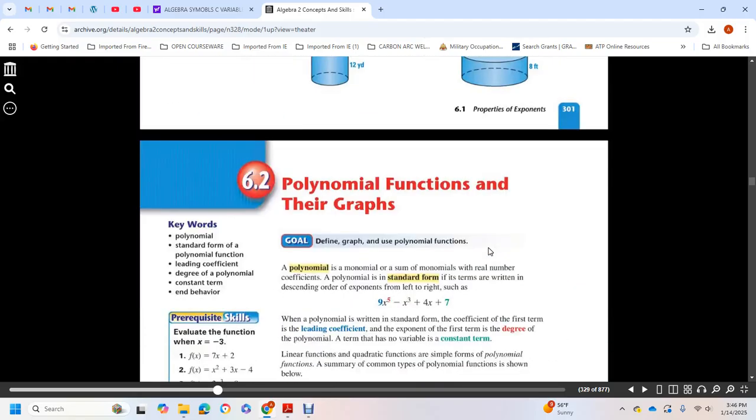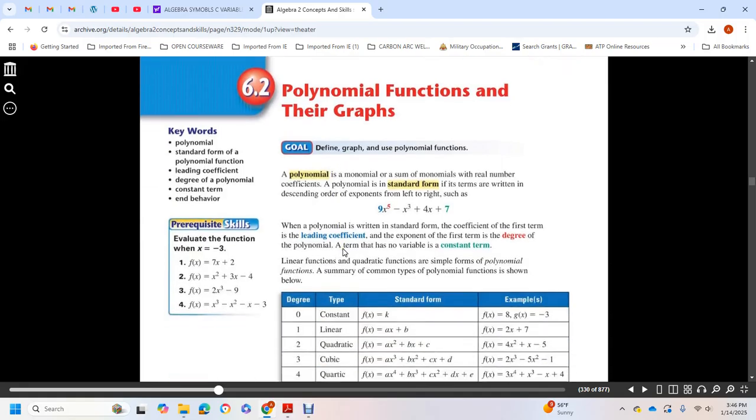Alright, polynomial functions and their graphs. Define and graph polynomial functions. A polynomial is a monomial or a sum of monomials with real number coefficients. A polynomial is in standard form if the terms are written in descending order of the exponents from left to right, such as x to the fifth plus x to the third minus 4x.